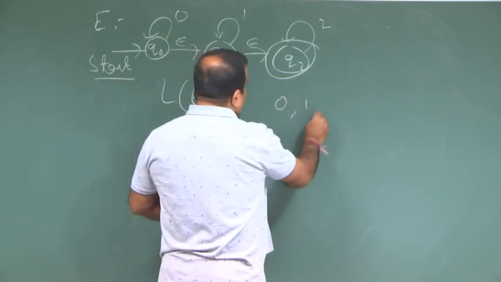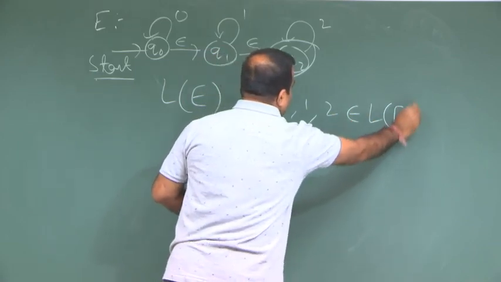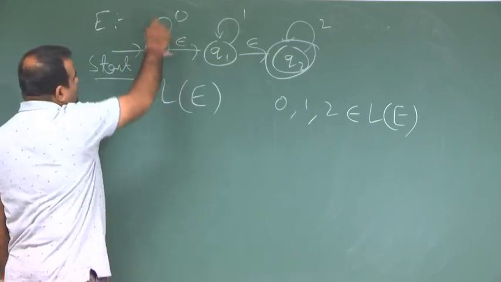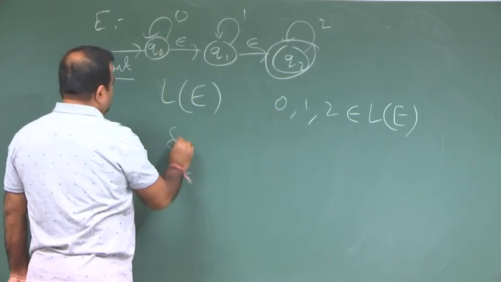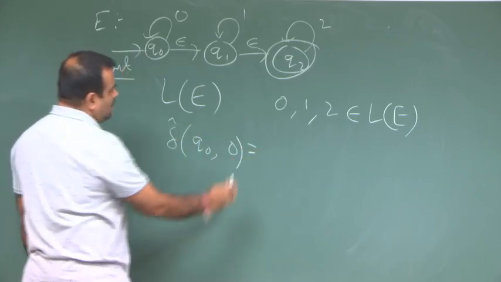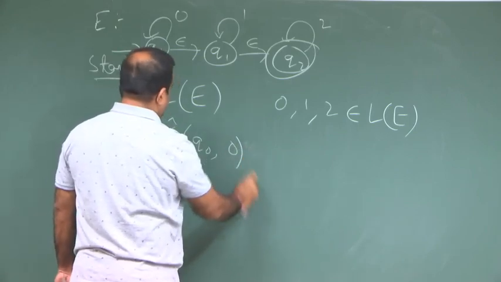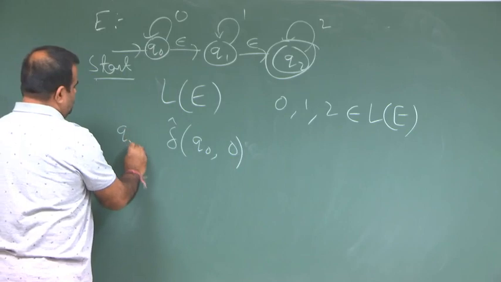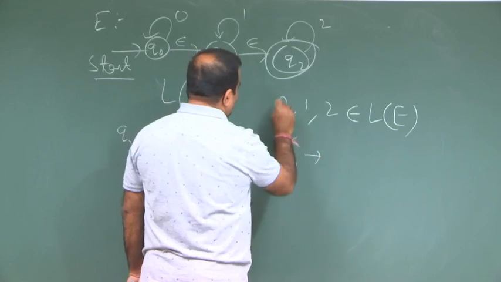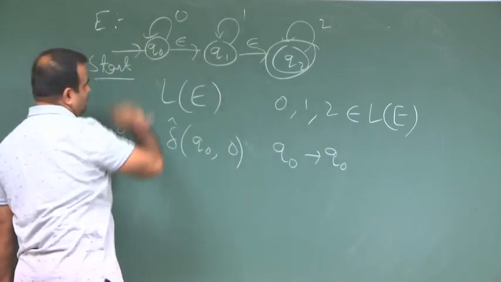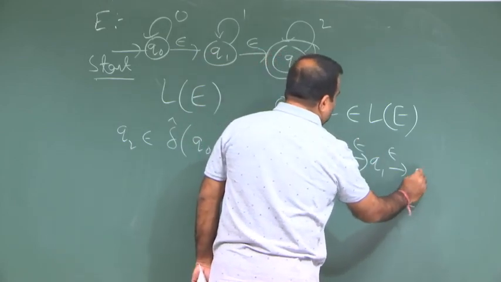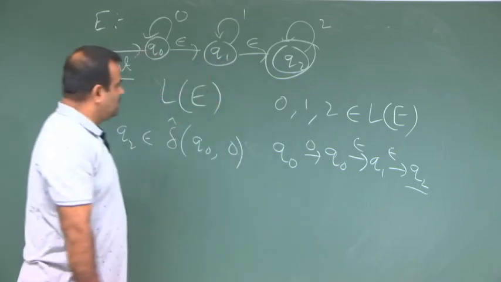Now, 0, 1, 2 all belong to L of E. Starting with 0, delta hat of q0 and 0 contains q2. Why? Because we can start with q0 and with 0 we can stay at q0, then make an epsilon move to q1, epsilon move to q2, the final state. So, we are reaching the final state.